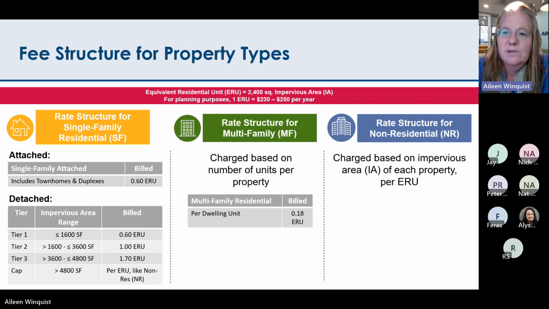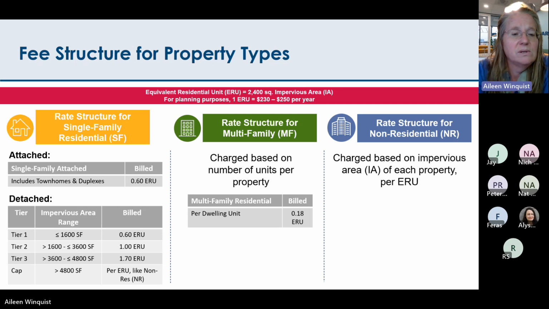So just a little information on the fee structure. There are different customer groups within the stormwater utility. So you can see on the left for single-family residential, there are several tiers within the stormwater utility, and those include an initial tier for townhomes and duplexes, and for single-family detached homes that are under 1,600 square feet of impervious area. Those would be billed at 0.6 ERU.